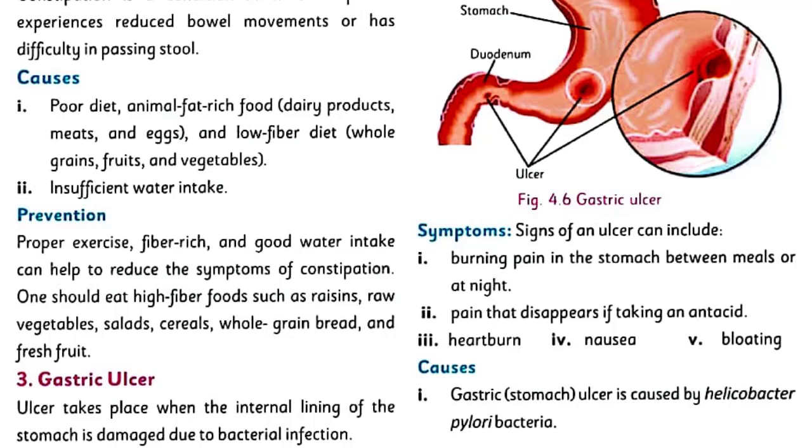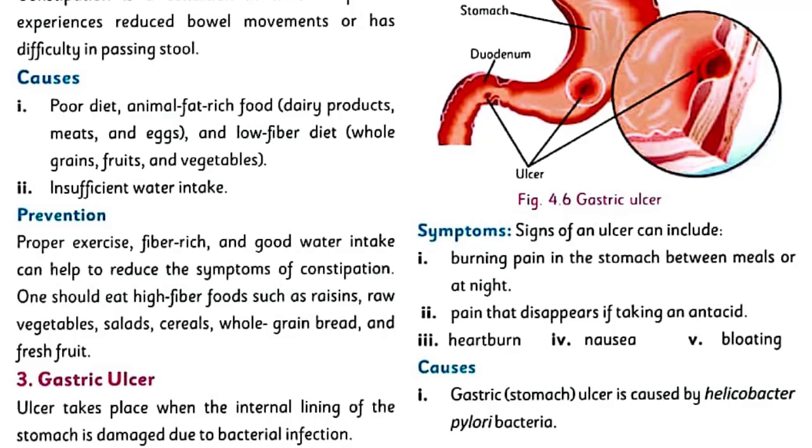3. Gastric ulcer. Ulcer takes place when the internal lining of the stomach is damaged due to bacterial infection. Symptoms: signs of an ulcer can include 1. A burning pain in the stomach between meals or at night. 2. Pain that disappears if taking an antacid. 3. Heartburn. 4. Nausea. 5. Bloating.